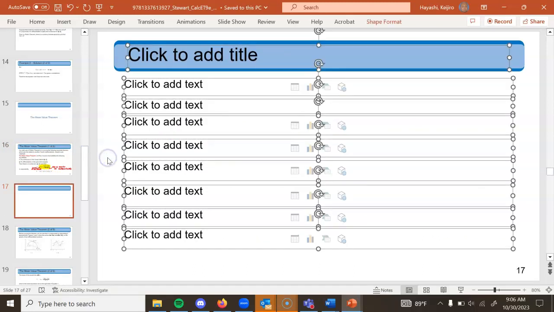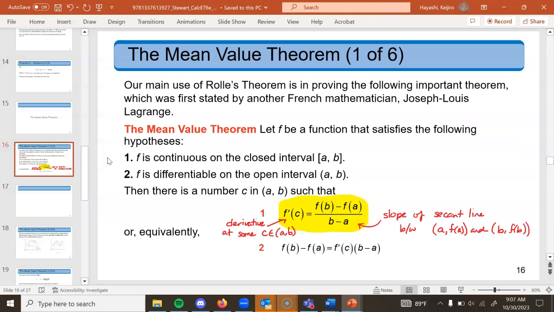Okay. So this is basically saying that what's on the right of this equation, the slope of the secant line, or in other words, the average rate of change between A and B, because that's what that's going to measure, is equal to the instantaneous rate of change somewhere inside the interval.